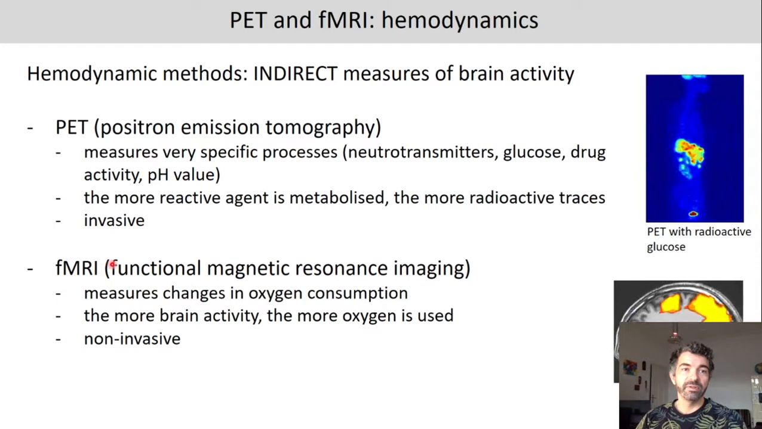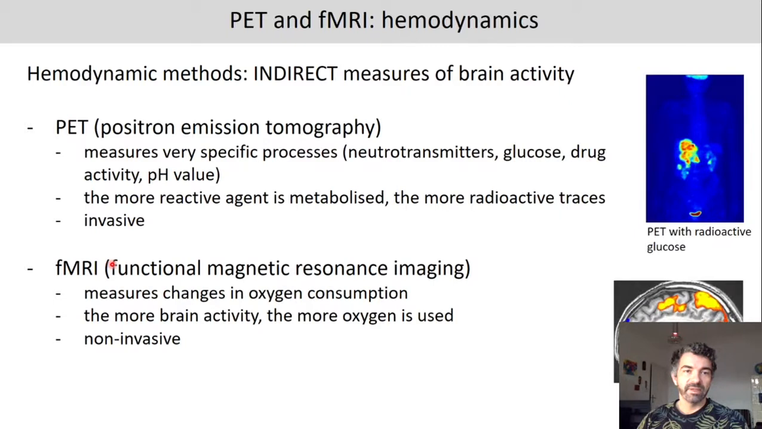For example, in positron emission tomography, PET, we can use neurotransmitters that are radioactive or radioactive glucose, certain drugs, and so on. When we give those to participants or patients, then we can put them in a scanner, and the idea is really the more of the reactive agent is metabolized, the more of a radioactive trace you will see. But again, this is not measuring the neural activity itself, it's really just measuring the metabolization related to increased or decreased brain activity. And because we're using radioactive agents, this is an invasive method.